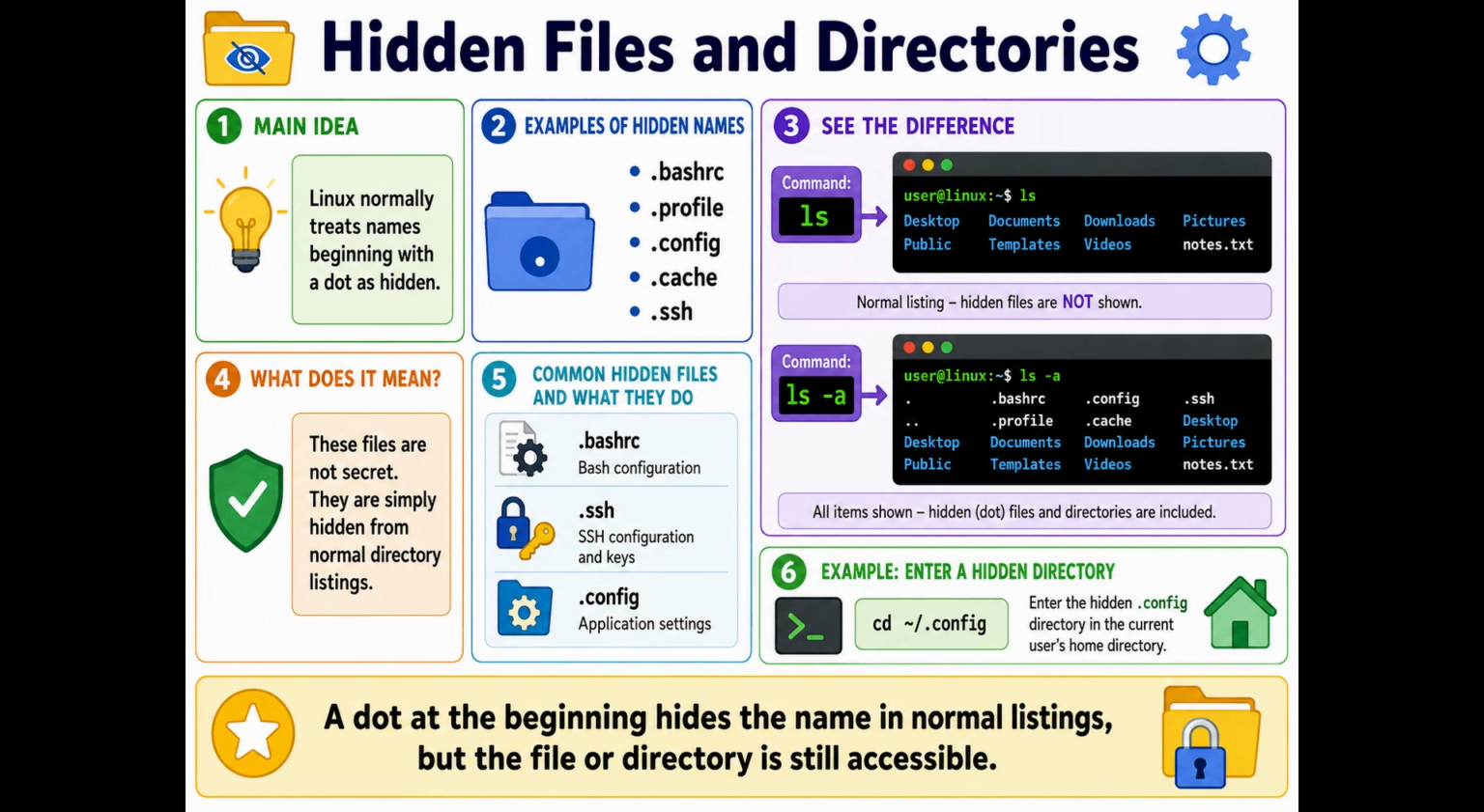Many hidden files contain user settings. For example, .bashrc may contain bash configuration. .ssh may contain secure shell configuration and keys. .config may contain application settings. Hidden directories work exactly like other directories. For example, cd ~/.config enters the hidden .config directory inside the current user's home directory. The dot at the beginning changes how the name is displayed. It does not make the directory inaccessible.